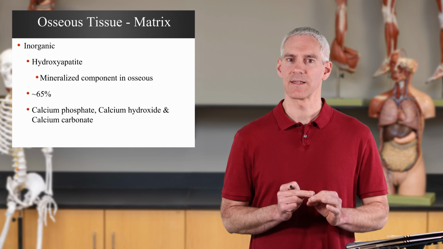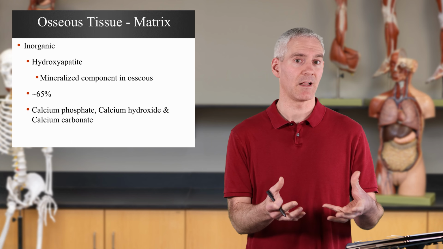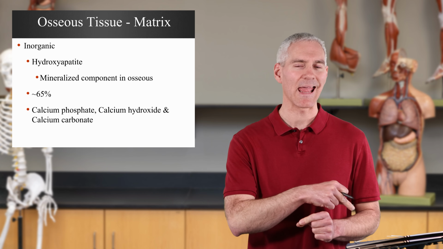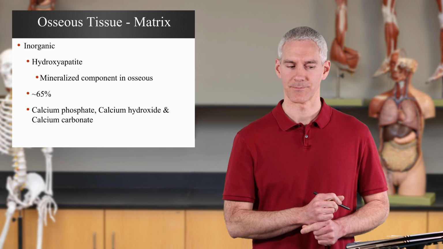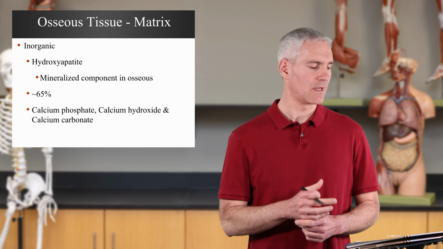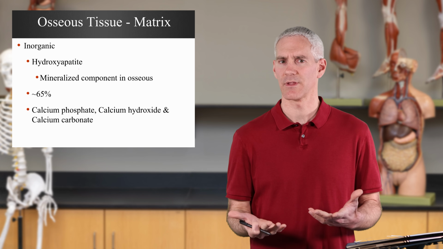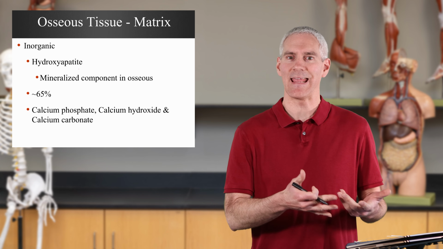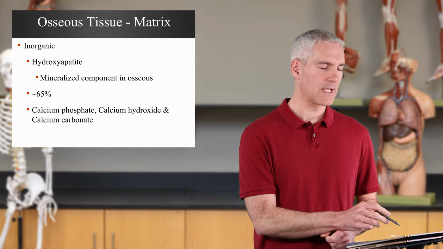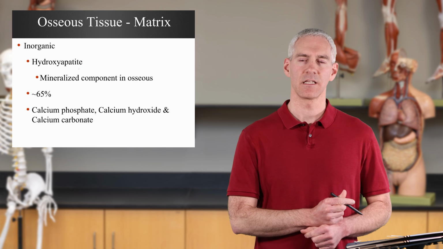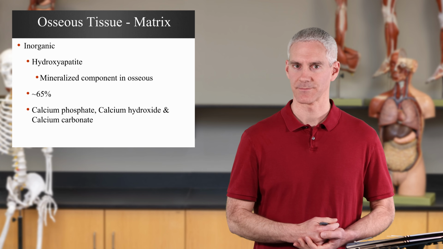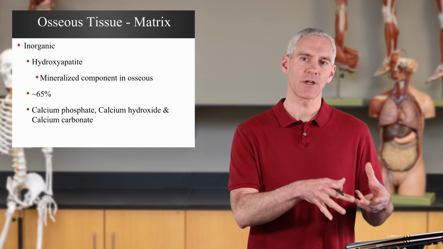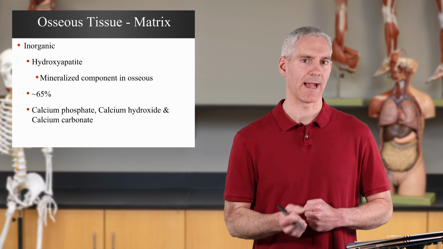Now, it's not the only thing giving strength, because crystal by itself can be very fragile. It's a combination of the collagen, the organic, and the inorganic crystalline structure. But the inorganic here is about 65%, so about 2/3, give or take. That means the majority of your osseous tissue is inorganic material, looking at things like calcium phosphate, calcium hydroxide, and calcium carbonate. Different calcium-based structures that give the structure and the strength into the actual matrix.